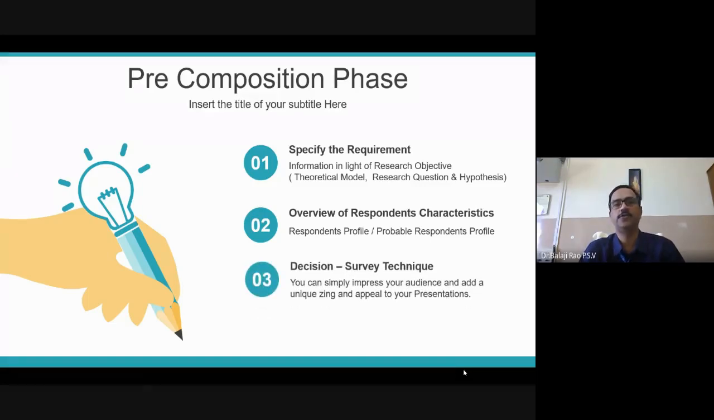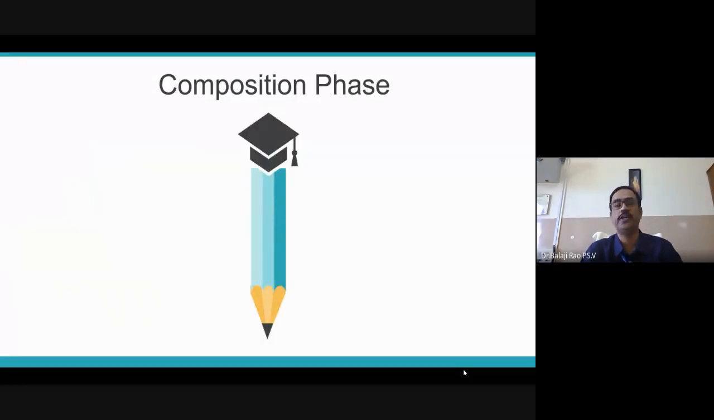And the last component of the first phase, the pre-composition phase, is about which survey technique I use. A lot of things were discussed about this. So these three play an important role: understanding the requirements, understanding the respondents' characteristics, and the type of survey technique or tool I am going to adopt to collect information. These form the first phase of questionnaire design.